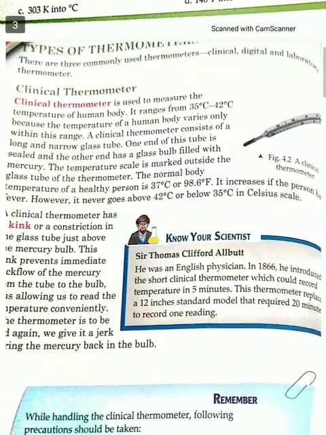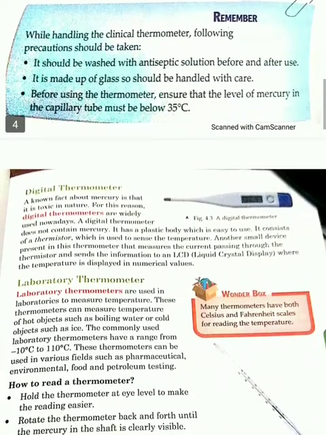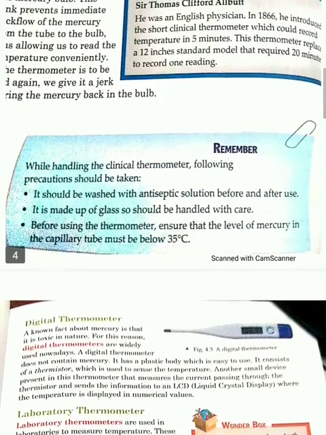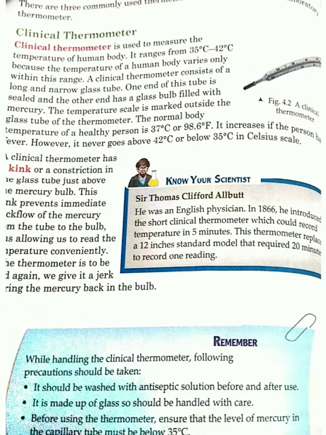That also we have discussed, that we have 3 types of thermometers. First one is the clinical thermometer, then the digital thermometer and the laboratory thermometer. I have explained to you that the thermometer which is used to measure the human body temperature is known as the clinical thermometer, and its range is between 35 degrees Celsius to 42 degrees Celsius.